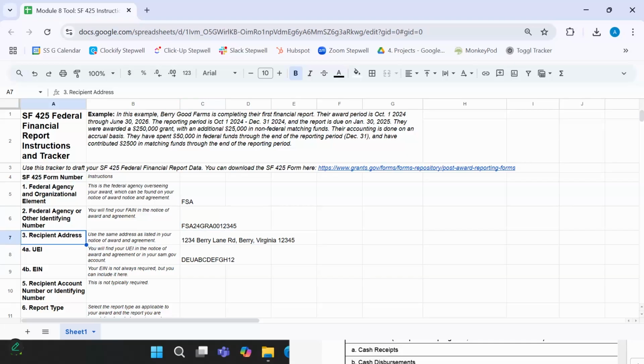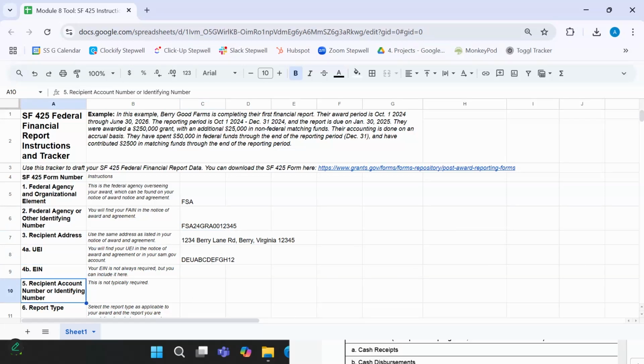Box 4A is your UEI, your Unique Entity Identifier. That's a 12-character alphanumeric identifier that the federal government uses to identify organizations in the System for Award Management, or SAM. If this is not located on your award agreement, you can find it in your SAM.gov account. Box 4B is your Employer Identification Number, or EIN. It's not always required, but you can include it here.